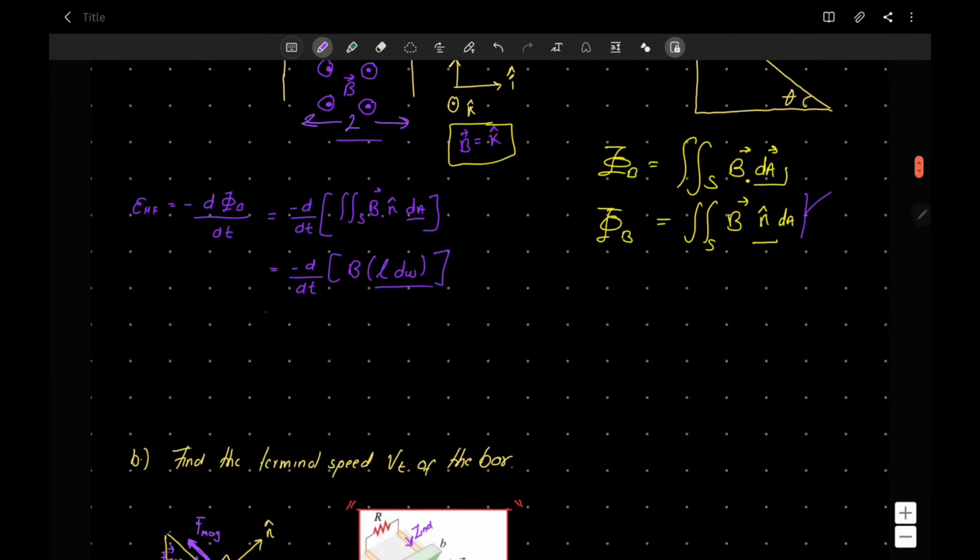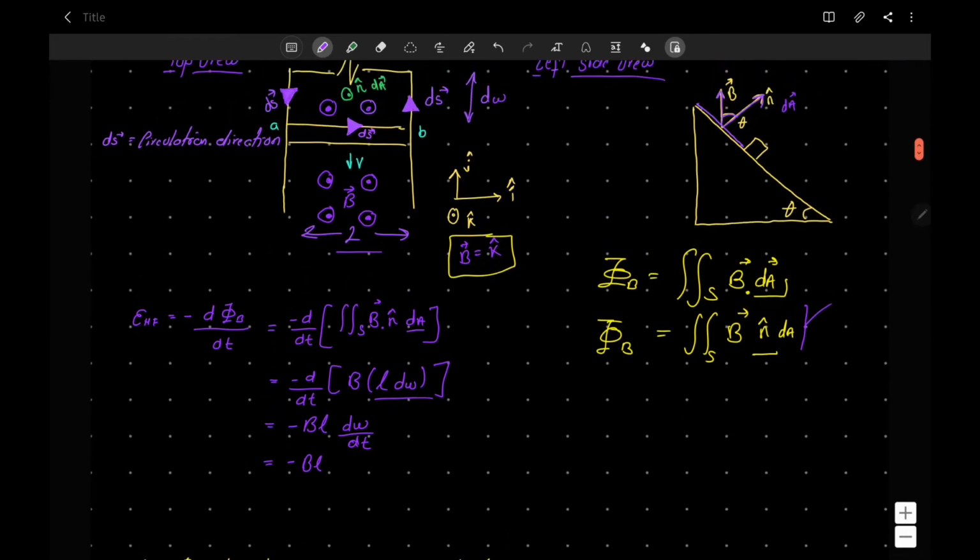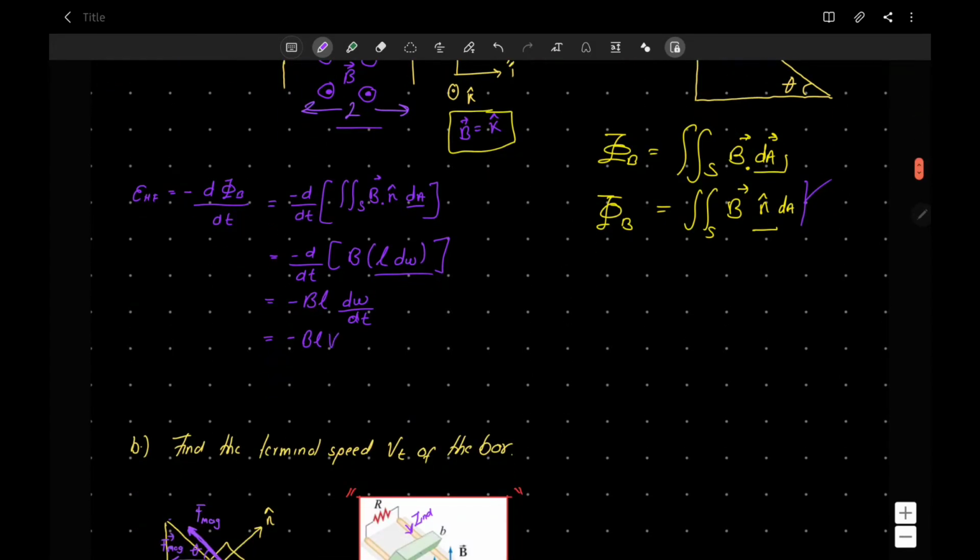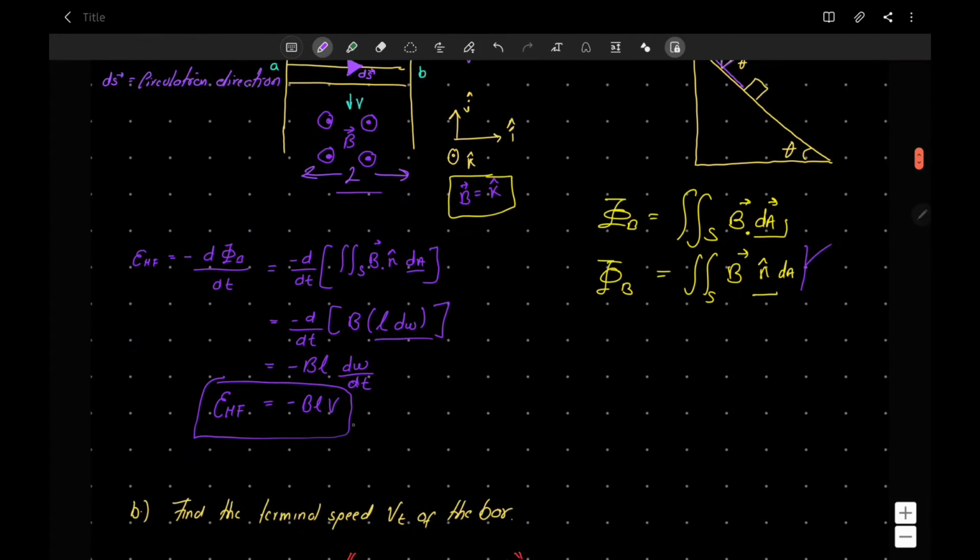Then we have minus B times L dW over dt, and that's equal to minus B L times dW over dt, which is the distance over time, and that's velocity, right? That's the velocity. So then we have the EMF, the electromotive force induced in this loop is of that magnitude, right? Okay, so now that we have the electromotive force, that is something like voltage, we are going to find the current.